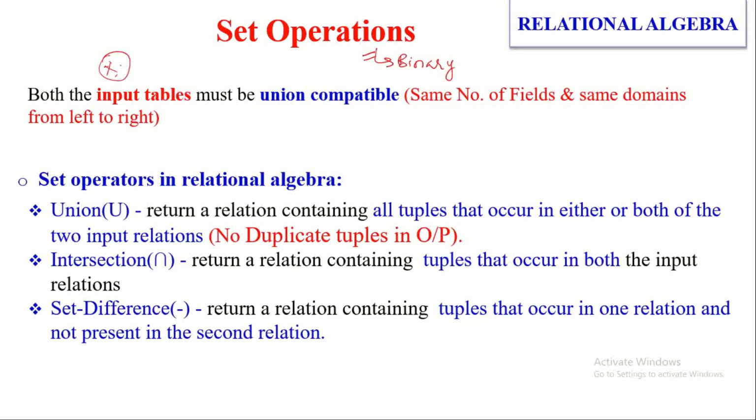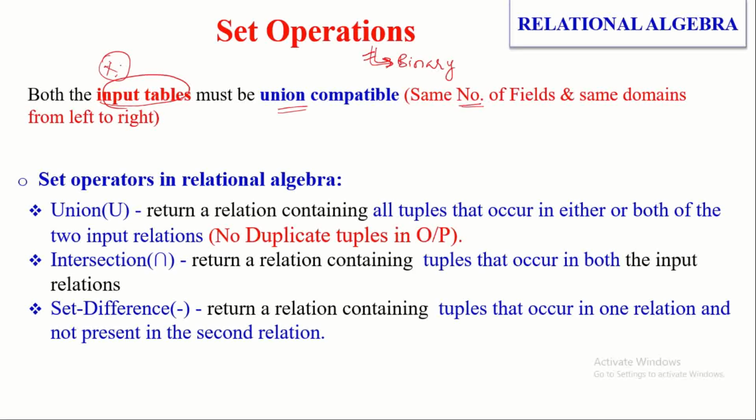Okay, whenever we perform set operations, both the input tables must be union compatible. So if the input tables are union compatible, then only set operators can be applied. Okay, what is union compatible? In both the tables, same number of fields must be available and their domains also need to be same in the order from left to right if they are compared. Okay, so if the input tables are union compatible, then only set operations can be performed.